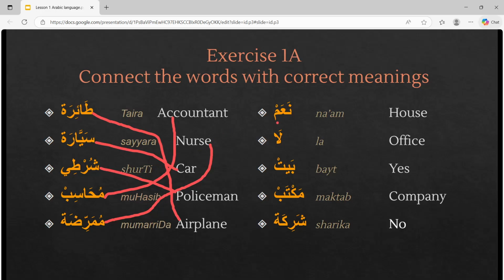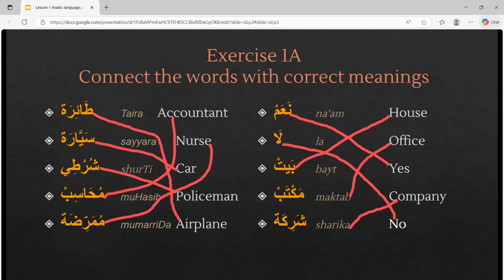All right, this side over here. نعم. What does نعم mean? We said نعم means what? Among these options here. Yes. نعم means yes. لا means no. بيت. What does it mean, bait? Company, office, or house? Bait would be a house. Maktab. That would be office or company. That would be an office. And last, sharika would mean company. All right.